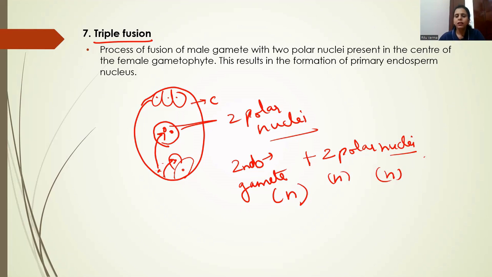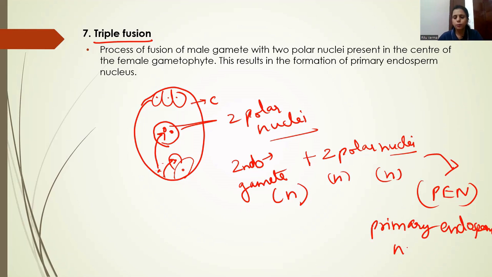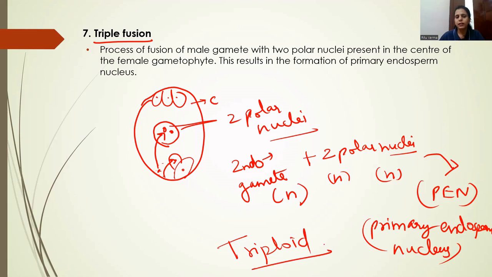The second male gamete fuses with the 2 polar nuclei present in the center of the female gametophyte and results in the formation of the primary endosperm nucleus. This primary endosperm nucleus is triploid. Triploid means it has 3 sets of half chromosomes, 3 haploid sets of chromosomes.